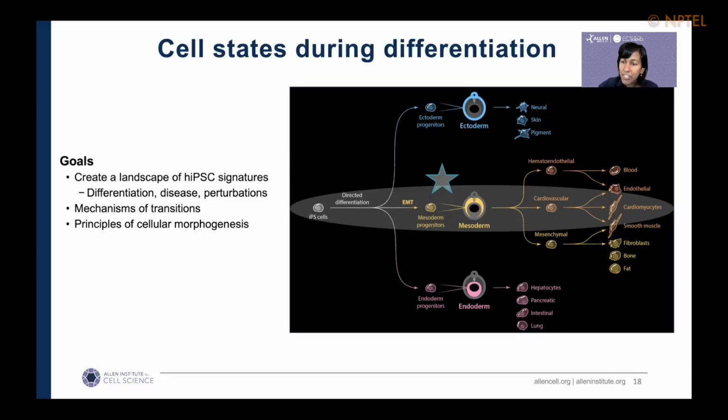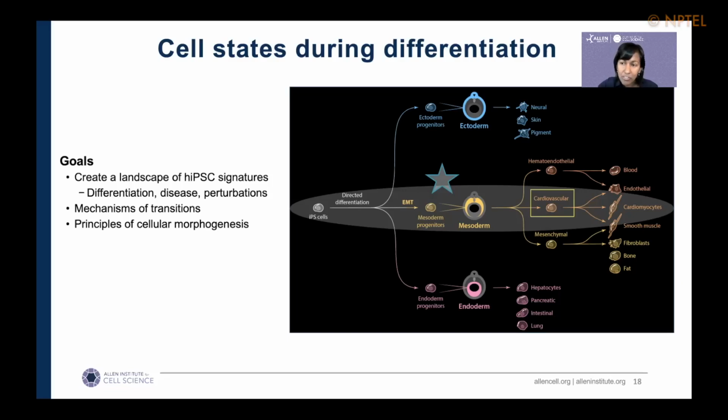So we want to create not only a map of the stem cell, but also a map, the Google map, of these different cell states or stages as they go through differentiation, so that we can understand how the cell changes its behavior and how that's related to changes in organization, and so that we can understand the rules or the principles of cellular morphogenesis.